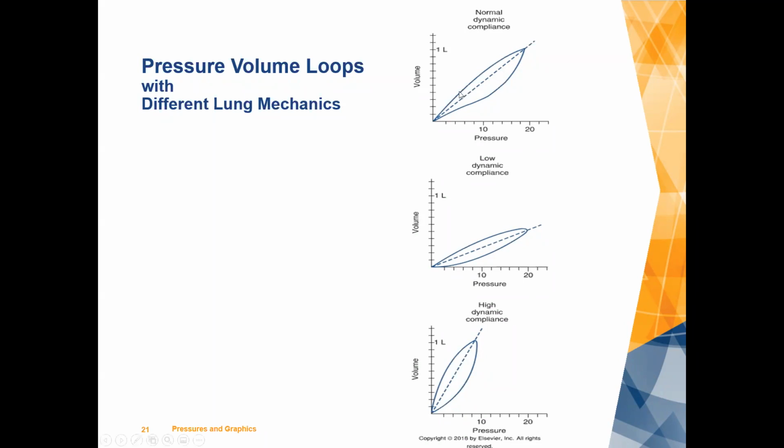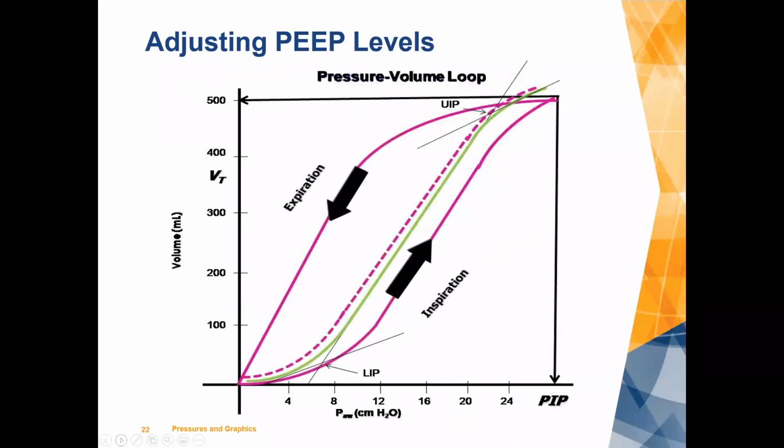So again, it can be valuable, not just in determining things like high compliance or low compliance, but these curves, and I'm going to show you in the ensuing slides, can also be helpful in trying to set your PEEP, so adjusting PEEP levels. This is not the only determinant that you should use, but it is kind of important.